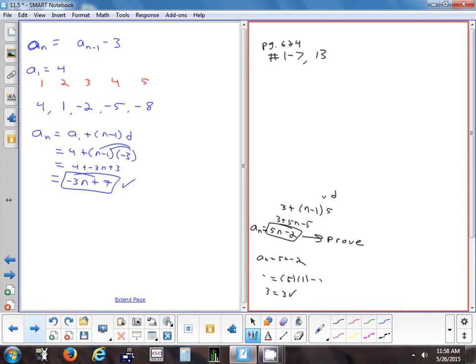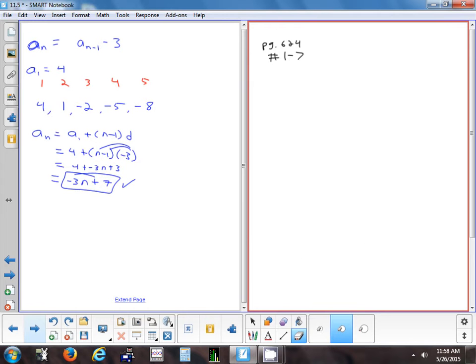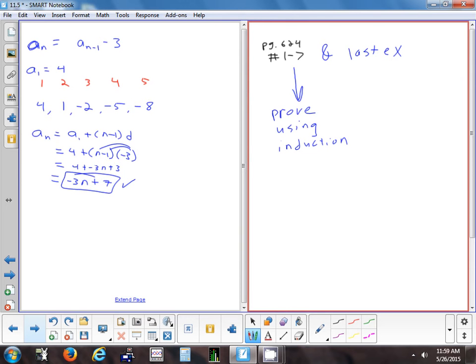All right, so let's see. What I'll do, since I gave you that one, let's just get rid of that one. Right, so do 1 through 7. And the last example. Okay, on 1 through 7, it's page 624. Ignore the directions they have. Do exactly what we've been doing in class. You just prove that using induction.